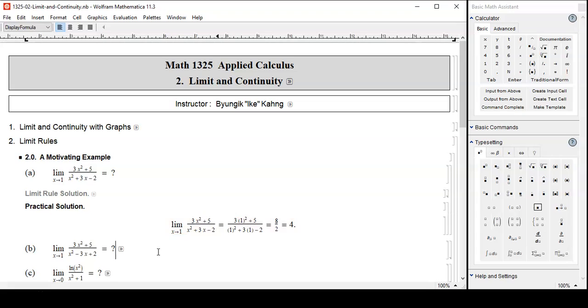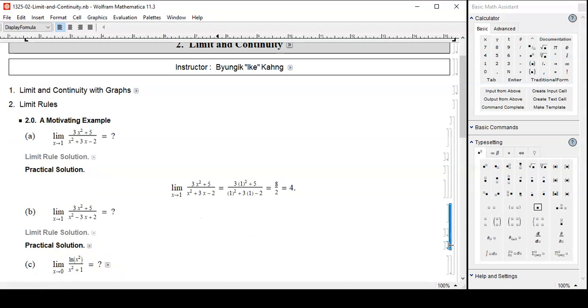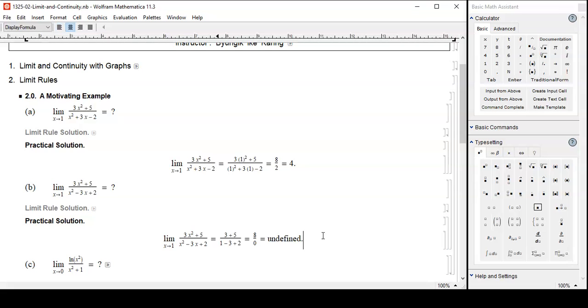Now, how about the second problem here? x is getting closer and closer and closer to 1. How about this algebraic expression? Plugging in x equals 1, we get this. And this looks like a bit of a problem, but it'll turn out okay as a matter of fact, because we got an undefined expression, 8 over 0, but the limit is undefined too, so we got the answer anyway.